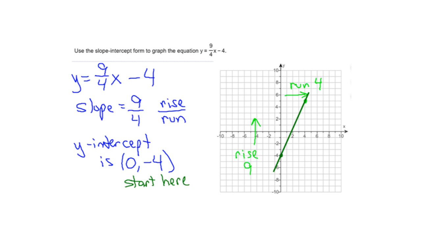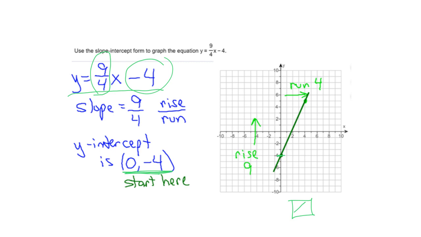Okay, so you have to be careful with MyStatLab and drawing these lines. But what's going to happen is you always want to start with the y-intercept. So here we have our equation. We know that the negative 4 on the end is our y-intercept. That's where we're going to start. We know that our slope is 9 over 4, so that's going to be our rise over run. So in MyStatLab, you're going to have this little icon that looks like a line with a box around it. So you're going to click on that.